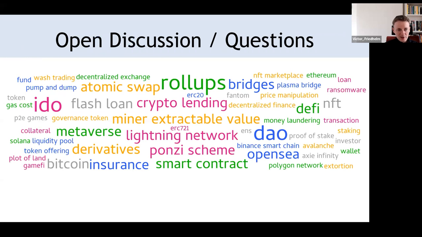I want to close with this slide to have a word cloud here of potentially interesting topics, or maybe you could call them buzzwords. I've created this from a number of articles of the, I think it's called the Binance Academy, that introduces lots of topics. And I think many of these can be interesting starting points for future analysis.